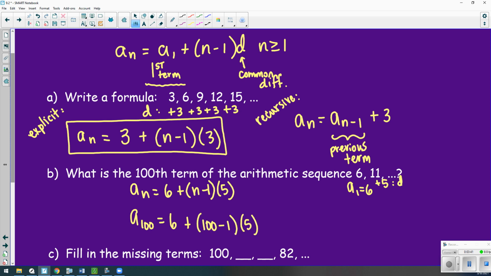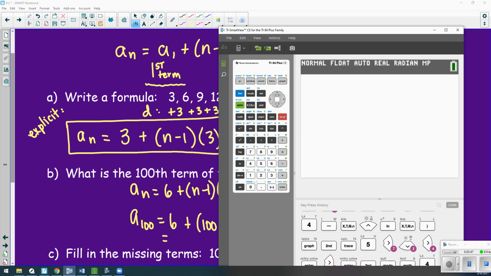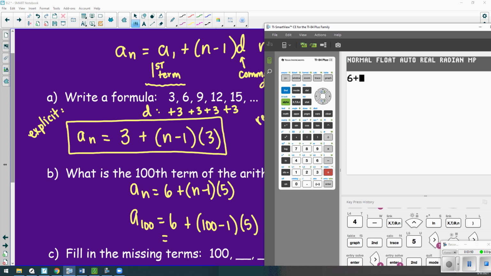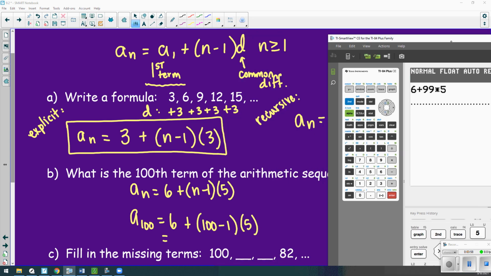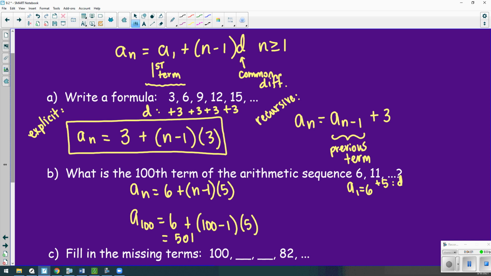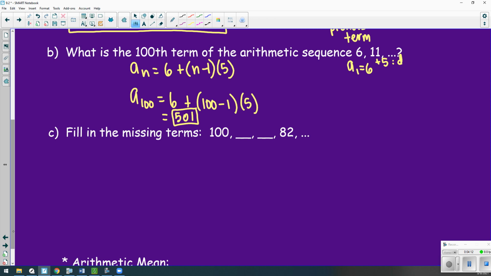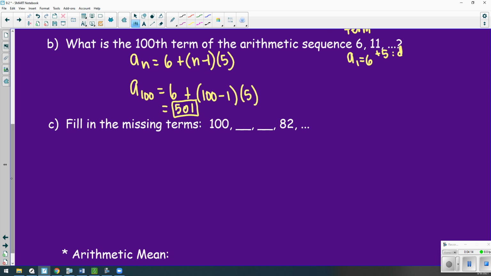On my calculator, I don't know if I still have my calculator up. I do. Let's just calculate this out. 6 plus, 100 minus 1 would be 99 times 5. Let's call that 501. Okay, I'm glad to have this formula because if I would have had to write this out, there's a lot of room for error on my part, and it would have just taken a long time. Life's too short. All right, this next and last example is my favorite kind of arithmetic sequence problem because you get to do some good old algebra.